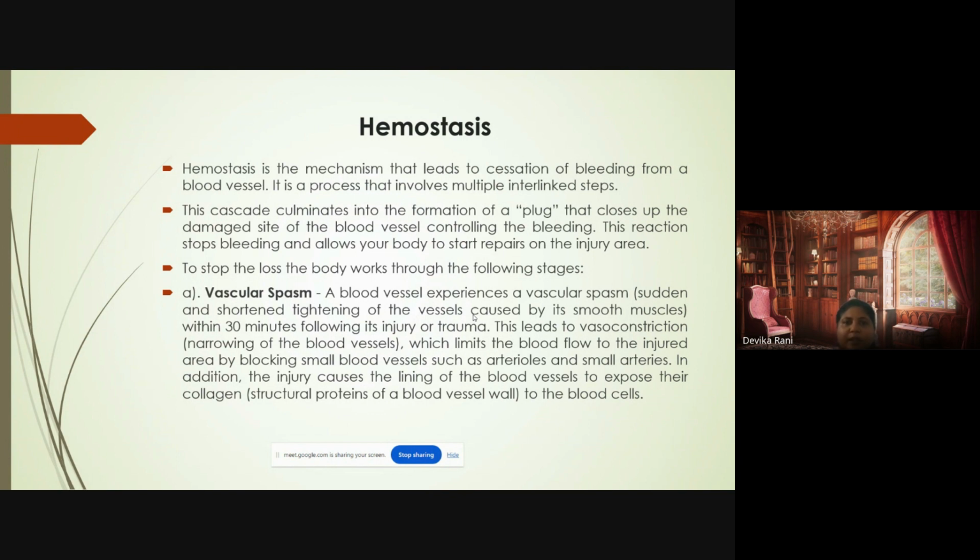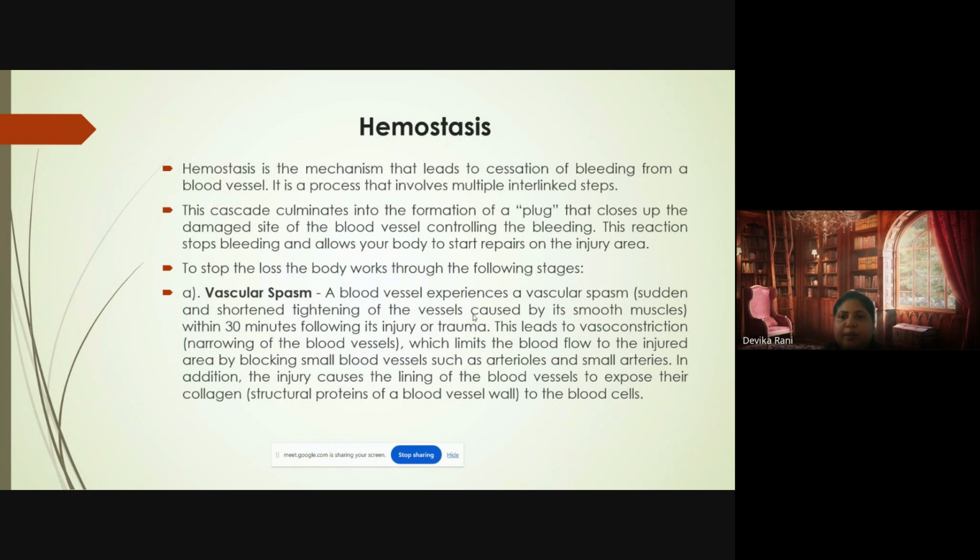Now, to stop the loss of blood, the body works through the following stages. The first is vascular spasm. A blood vessel experiences sudden vascular spasm, a sudden and shortened tightening of the blood vessels caused by its smooth muscles. Vascular is related to the blood vessels. So there's a tightening caused by the blood vessels' smooth muscles within 30 minutes following injury or trauma.